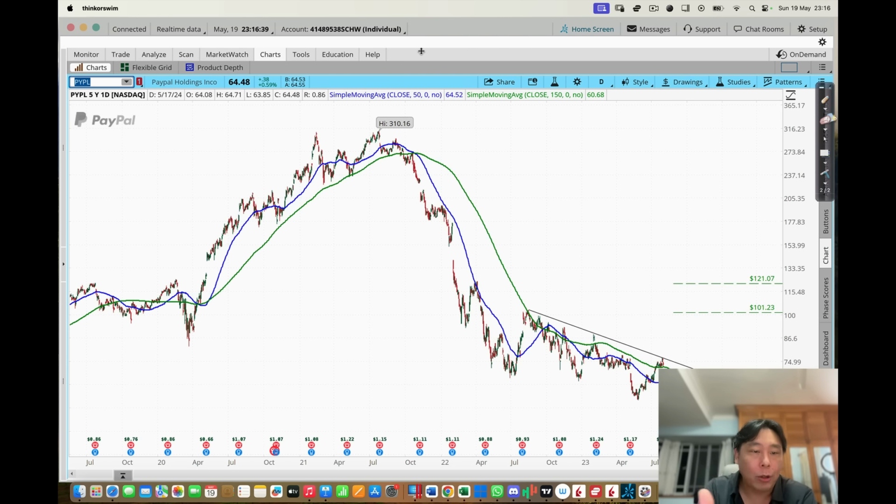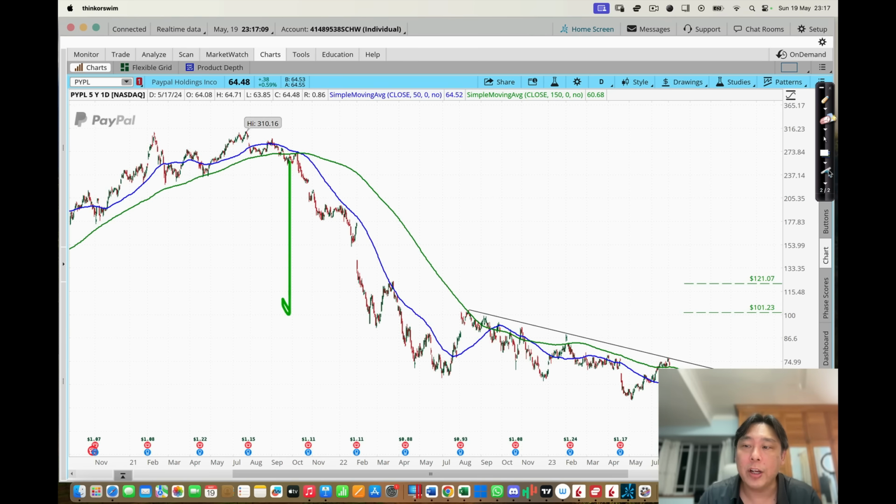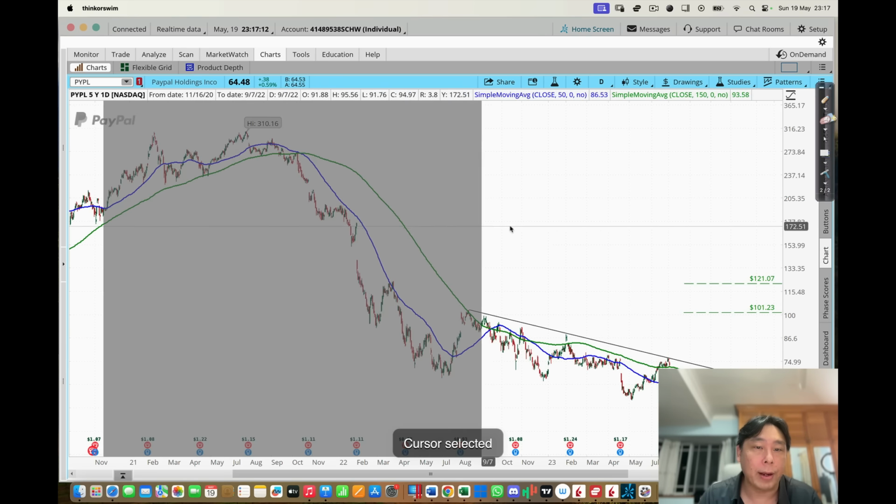So for example, take a look at PayPal. This is the PayPal stock over the last 5 years, right? And you can see, yep, this was a very nice uptrend over there. And then it reversed into a downtrend back in 2022, sorry, in October 2022, and it was a pretty smooth reversal. It was not a sudden drop, right? It was a very smooth reversal in the trend.